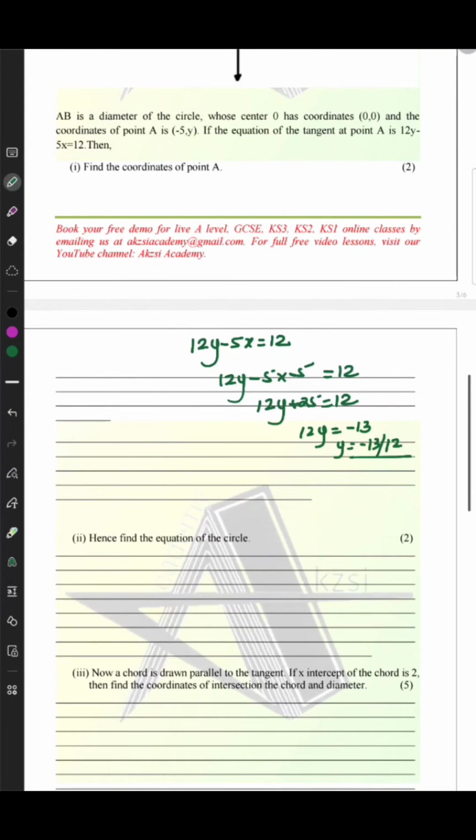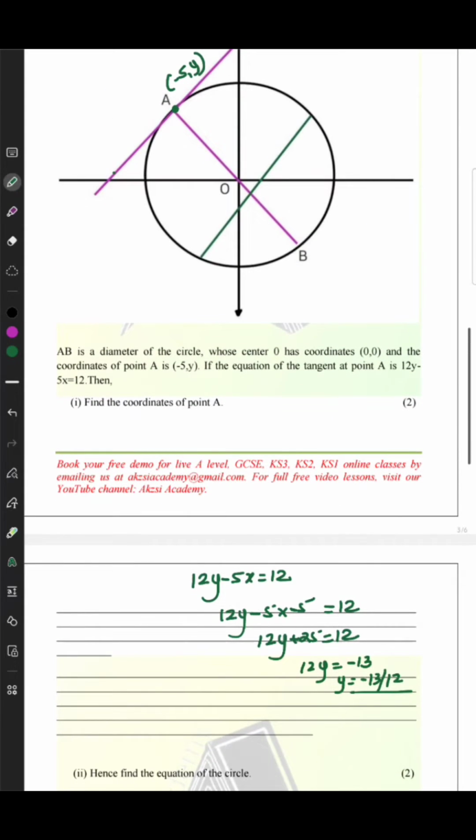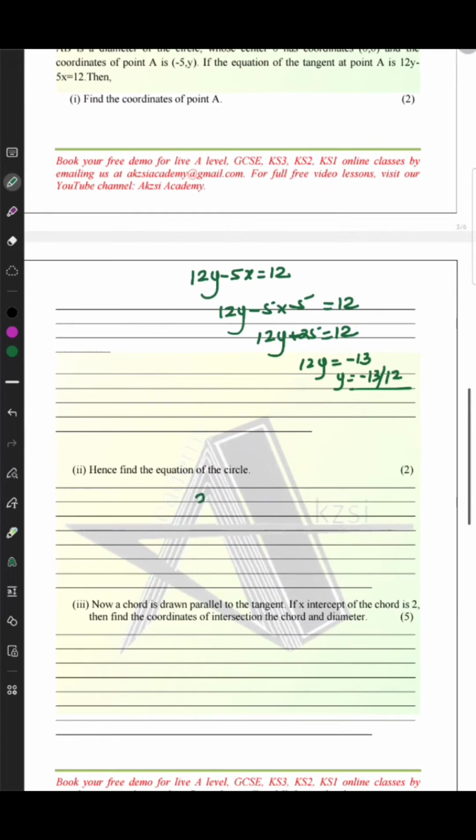The next part says, hence find the equation of the circle. To calculate the equation of the circle, all you need to do is calculate the value of the radius, and because our center is clearly (0, 0), the standard equation in this case would be x squared plus y squared equals r squared.